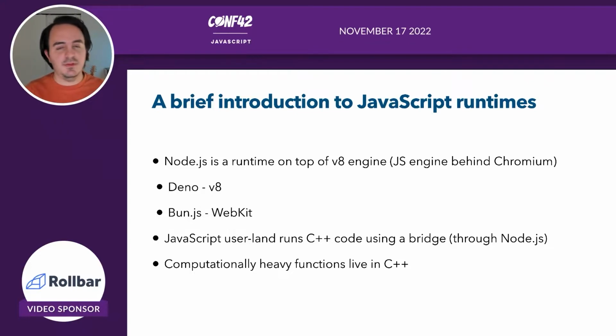In JavaScript runtimes, whenever you call a function, the JavaScript userland runs the C++ code using a bridge through Node.js, and the value that you retrieve from the C++ is deserialized on the JavaScript side and then presented to the user, which is the developer. So computationally heavy functions live in C++. This means that you don't need to focus all of your code in JavaScript, but you can write it in C++ if you want to produce performant code.